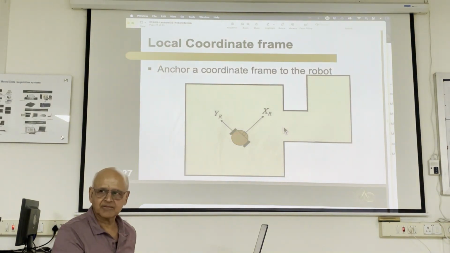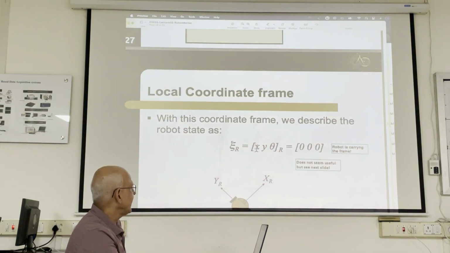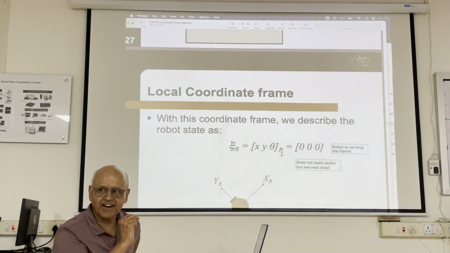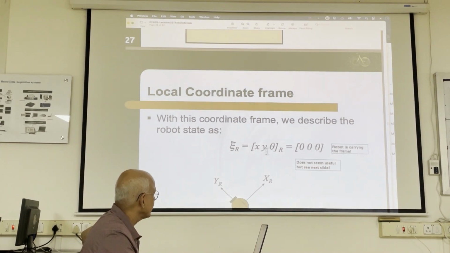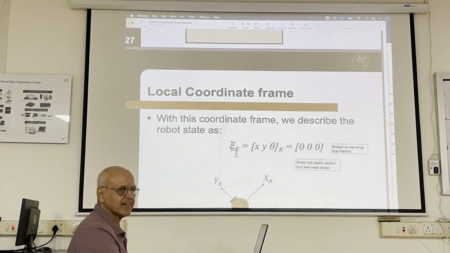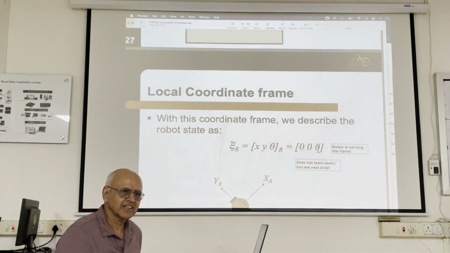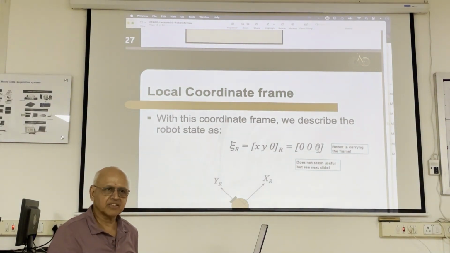So here's the robot state. x, y, theta, r. See, r. Otherwise, you'd be writing x, r, y, r, theta, r. Not necessary. It's simpler to say x, y, theta, r. And that's psi r. Now, it's 0, 0, 0, right? Will it ever change? The robot is carrying its axis, right? So how can the coordinates of the robot change in its own axis? It's never going to change.